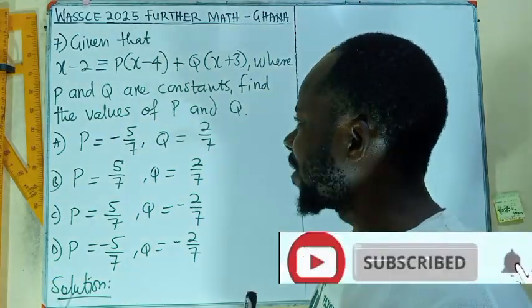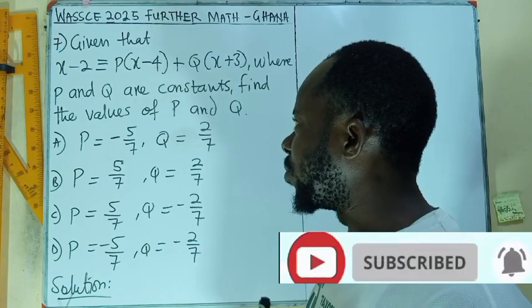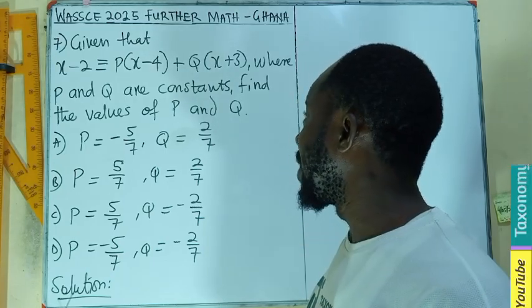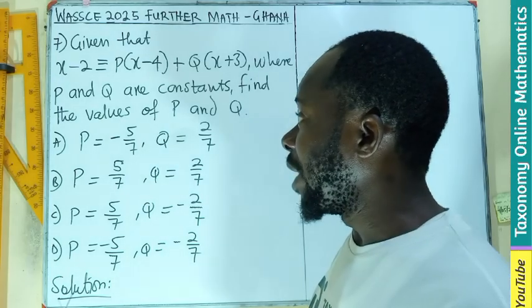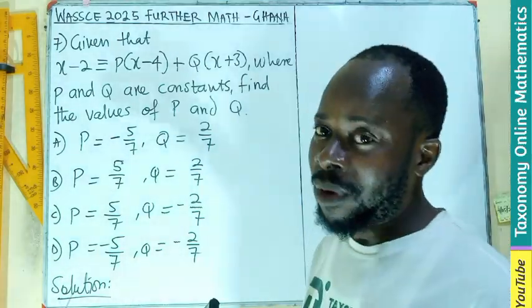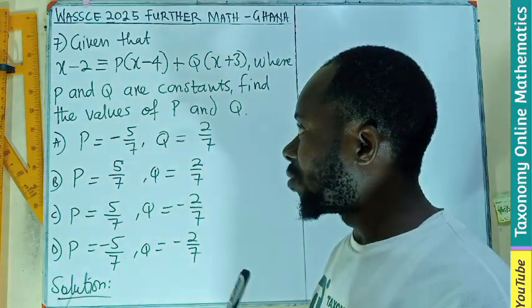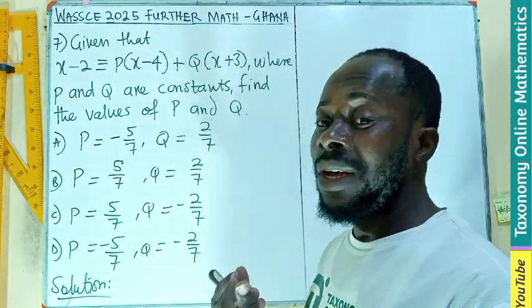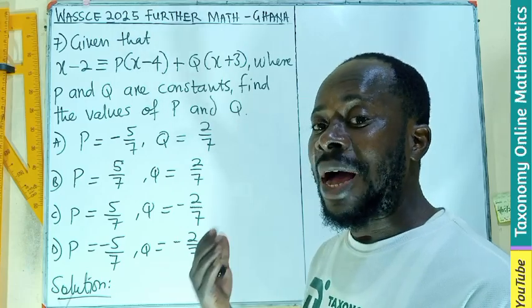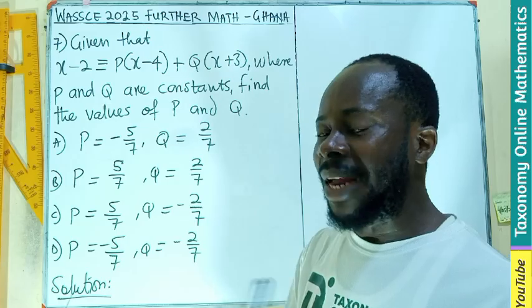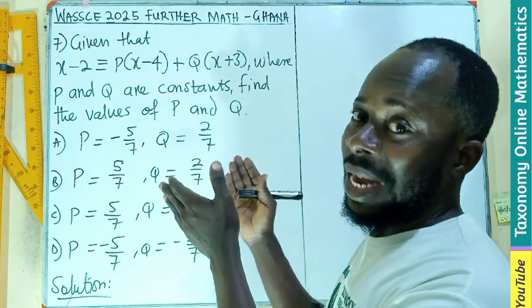Given that x minus 2 is equivalent to p(x minus 4) plus q(x plus 3), where p and q are constants, we have to find the values of p and q. This is more or less like when we are solving a rational function where we have partial fractions, where after multiplying by the denominator, we are left with something like this.